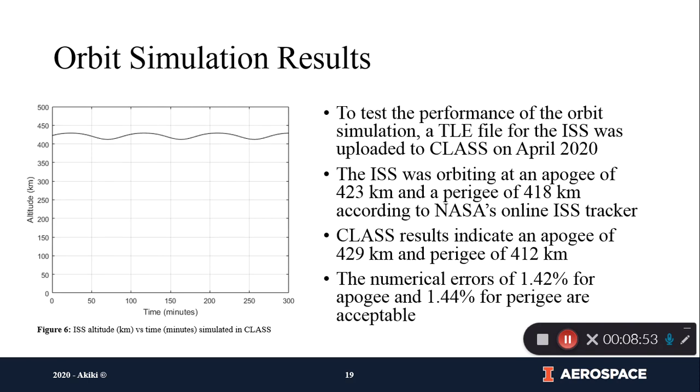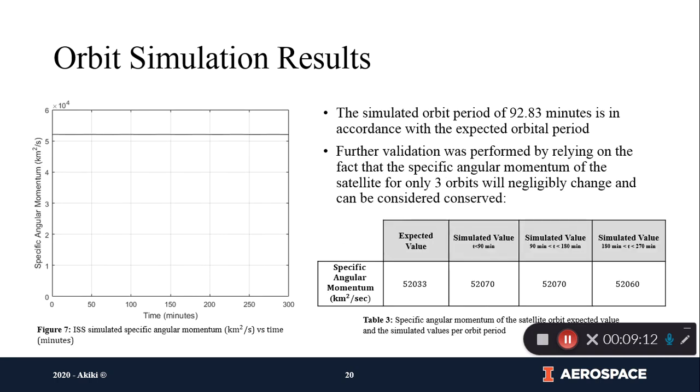Also, to perform software validation, we ran an orbit simulation for the International Space Station and compared the simulated values we got with the actual ISS values. We had numerical errors of 1.4%, which is acceptable. We also tested the specific angular momentum that was generated in the CLASS software and found it to be consistent with the expected hand-calculated value for the International Space Station during the first 3 orbits of the simulation.